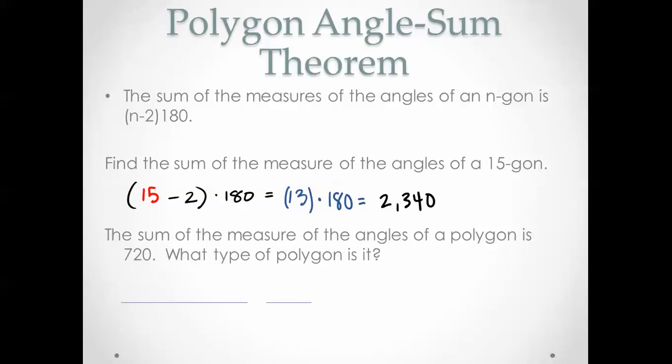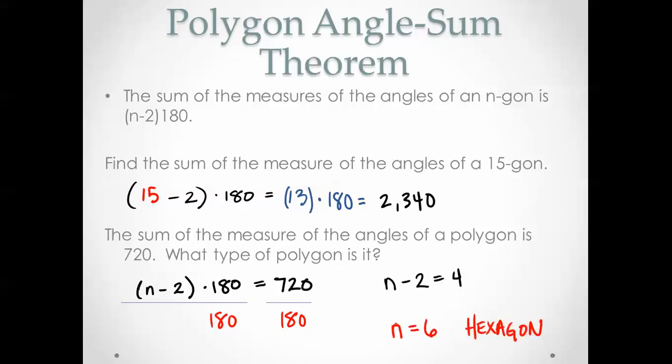Next, the sum of the measures of the angles of a polygon is 720. What type of polygon is it? Well, let's see how we do this. Here we're going to use n minus 2 times 180 equals the sum of the measures of the angles, 720. In this case, we're solving for n, the number of sides, to figure out what type of polygon it is. So we start by dividing both sides by 180. This gives us n minus 2 equals 4. So we get n equals 6. So we know this is a hexagon.